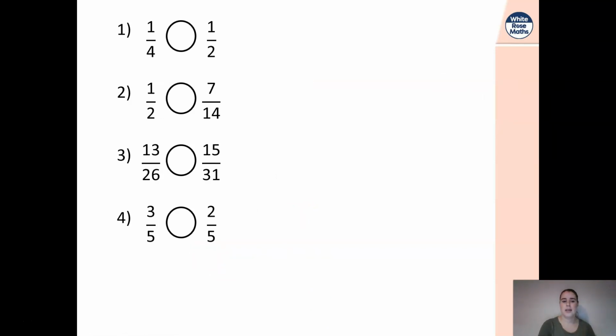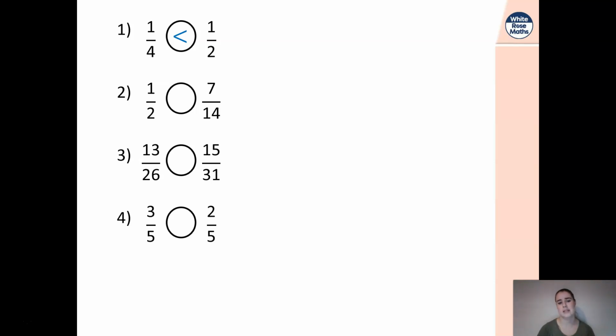So for this question here, what I'd like you to do is work out using our greater than, smaller than, or equal to, so our inequalities. You need to try and work out which fraction is bigger, smaller, or the same. Okay, so pause the video and have a go. Okay, so a quarter is smaller than a half. We split something into 4 and we split something into 2. We have more of it if it's split into 2.